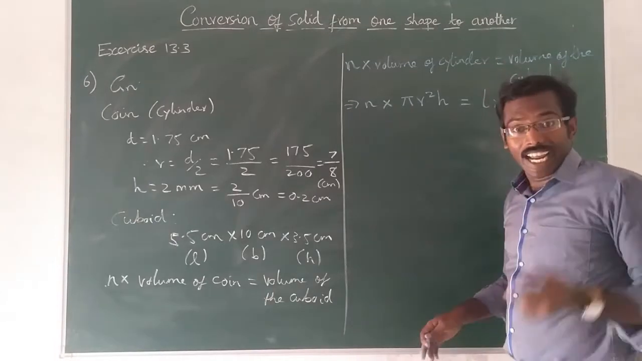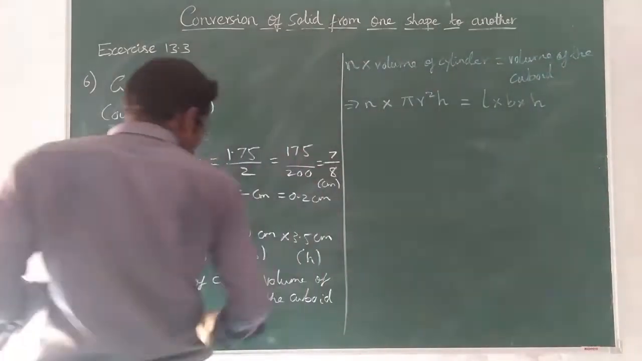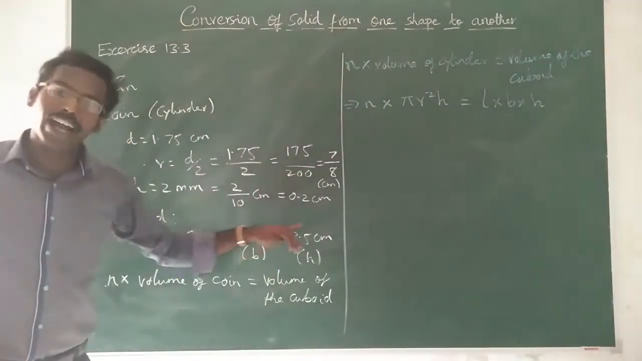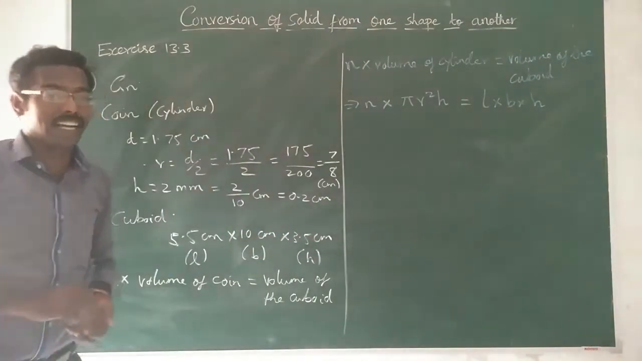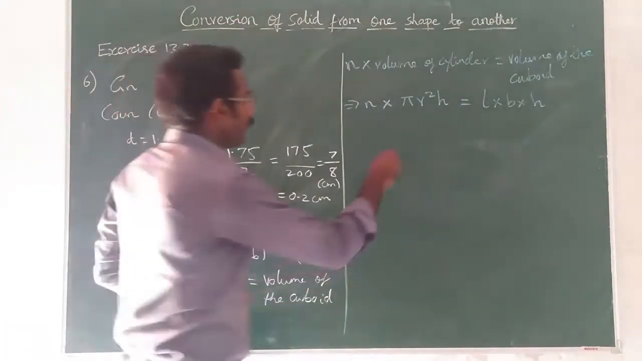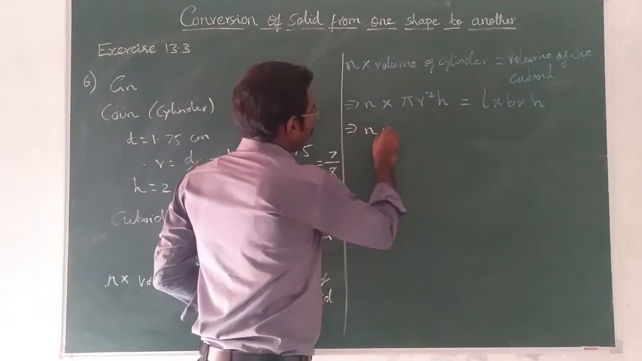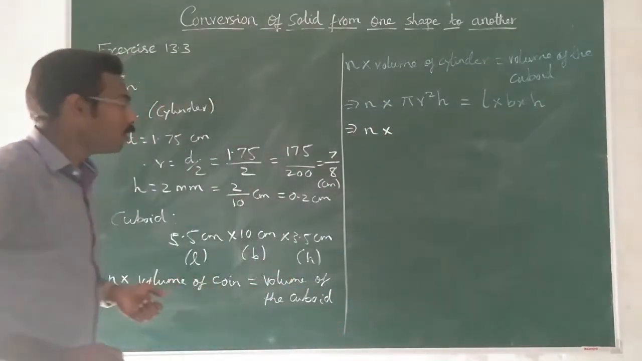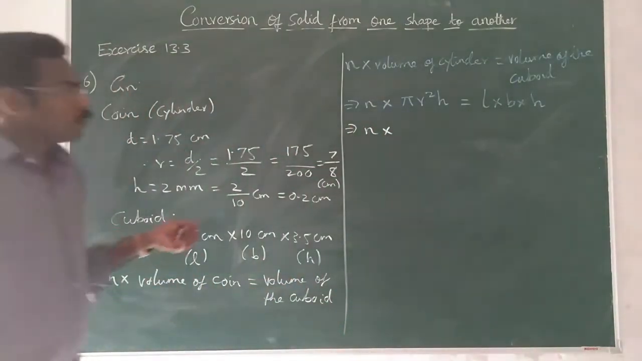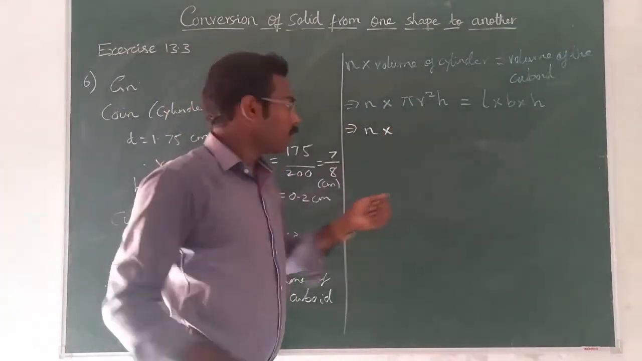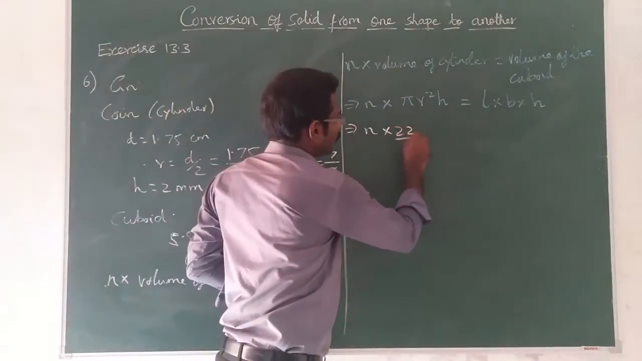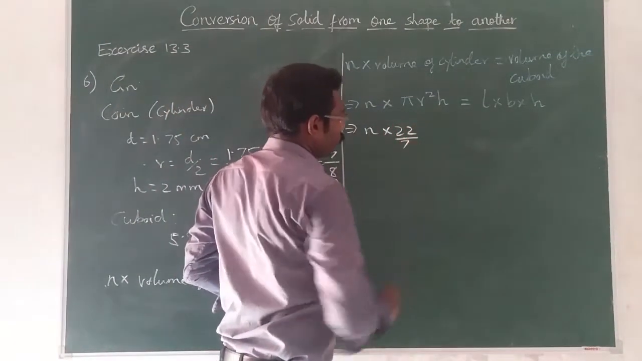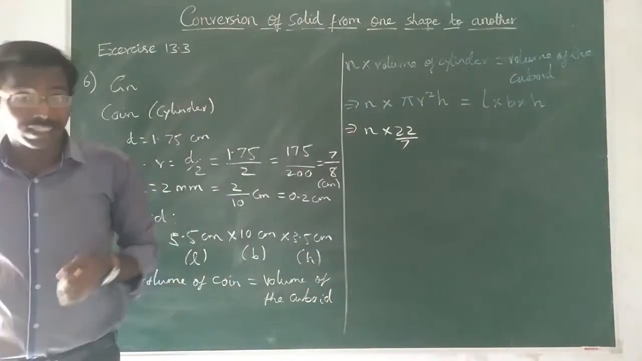So here in the question itself the volume is directly given, L into B into H. So you can use this directly. Therefore you will get n into, okay, pi value is not given, so you can substitute the pi value. Pi value is 22 by 7. Okay. So you know pi value is 22 by 7.